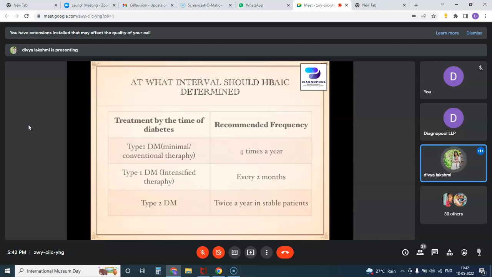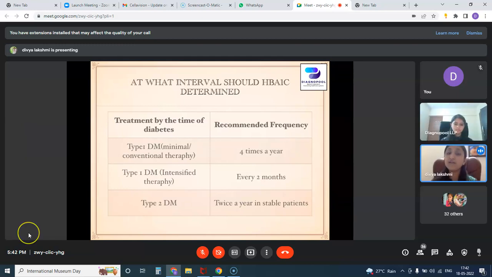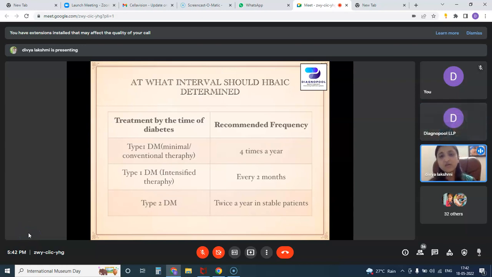So at what interval should HbA1c be determined? In type 1 diabetes, who are on minimal therapy, like mild doses of insulin, you should do it at least 4 times in a year. That is, once in 3 months is recommended. In type 1 diabetes mellitus, who are on high doses of insulin, you should do it at least every 2 months. In type 2 diabetes mellitus individuals, especially who are on simple oral hypoglycemic drugs, you can do it once in 2 years, that is, once in 6 months is recommended.